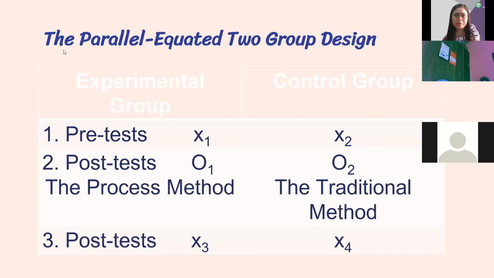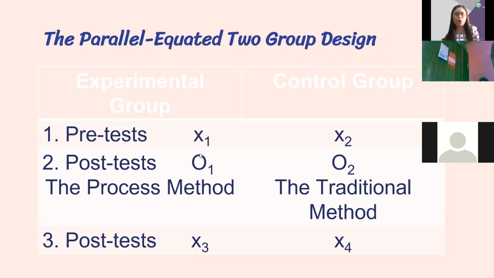And then next will be the parallel equated two-group design. This is pre-experimental, so not a true experimental research design. What's their difference with the static group comparison? You will be doing the pre-test first, and then you will be giving the treatment in between the O1 and the O2, and then you will have the post-test after. So you will see here whether there is a change in their result after giving the treatment. The process method and the traditional method are the treatment. Yang O na yan, treatment yan siya, class.